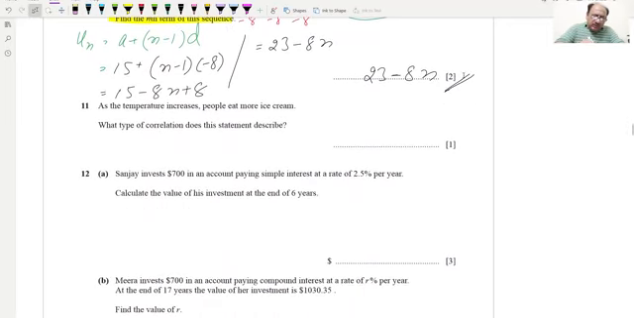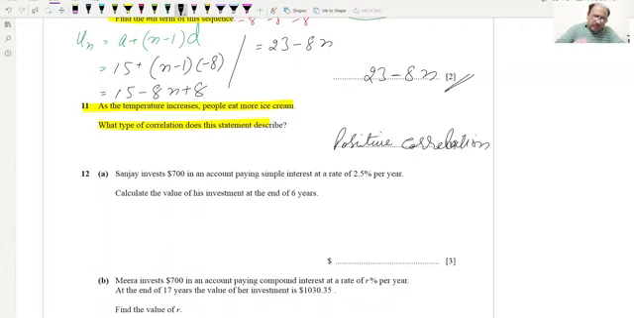Now question number 11, as the temperature increases people eat more ice cream. Write the type of correlation this statement describes. So it is positive correlation, so we can write positive correlation.